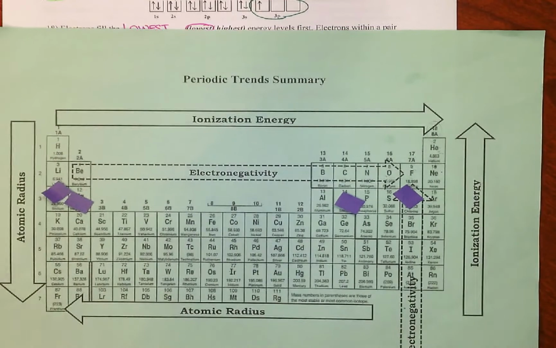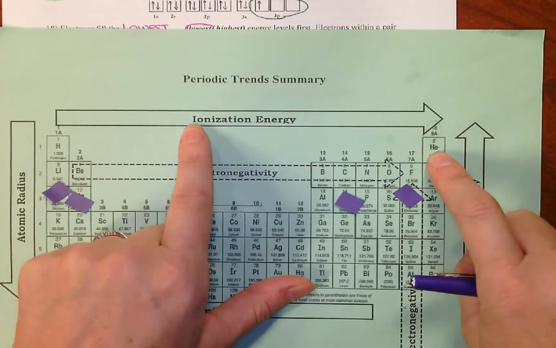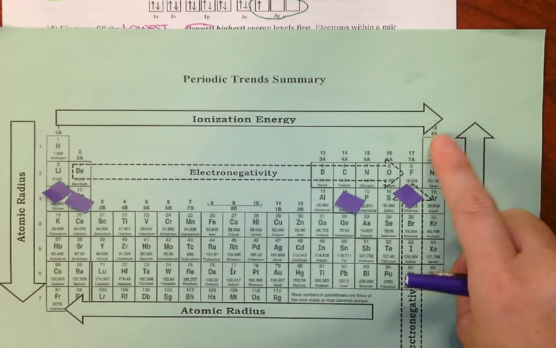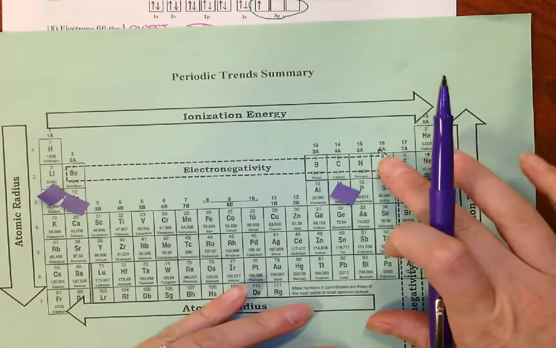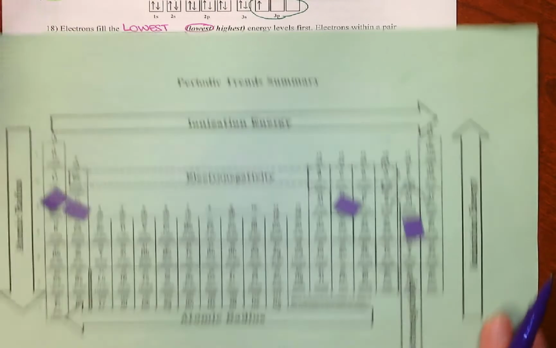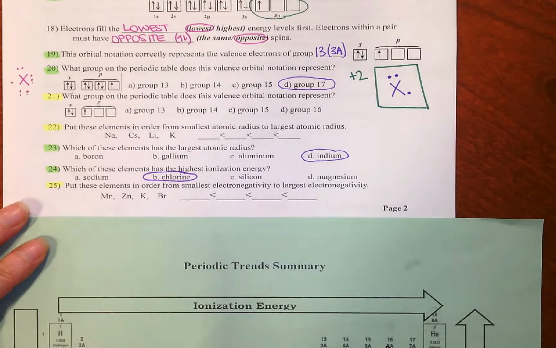Well, ionization energy is largest as you get towards helium. Remember, ionization energy is the attraction an atom has for its electrons. These guys over here do not want to give away their electrons. They have very high ionization energies. So you get largest as you go this way towards helium, which would be chlorine is the furthest following that arrow. So chlorine would have the highest ionization energy.